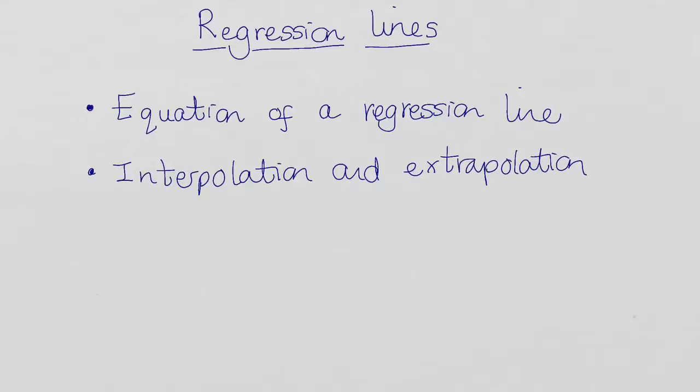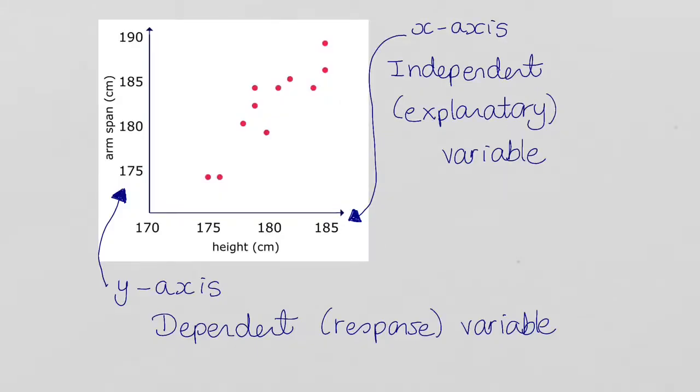Right, so nearly at the end of chapter 12, we've got a little bit on regression lines, which sounds like something new, but it really isn't. It's the posh A-level word for a line of best fit. And we've already looked at interpolation and extrapolation before, but we'll be just going into a bit more detail. So let's have a little look at scattergraphs.